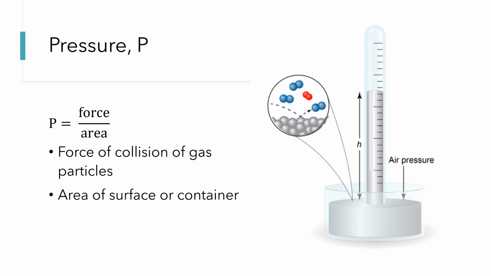The first of the parameters that are used to characterize gases that I want to delve into is pressure. It'll be abbreviated with a capital P. And if you've taken a physics class, you may have seen a definition of pressure as being the force divided by the area over which that force is acting. So when we're talking about gases, the force is exerted by the gas particles colliding with the walls of their container, and the area is that surface area of the container.